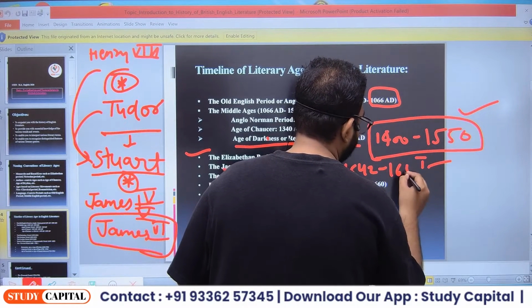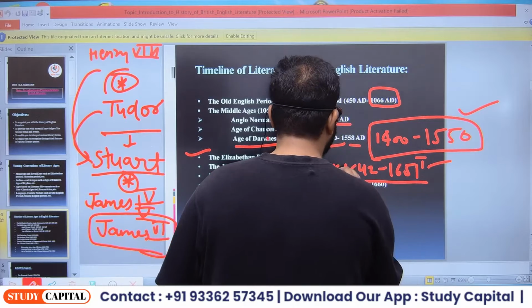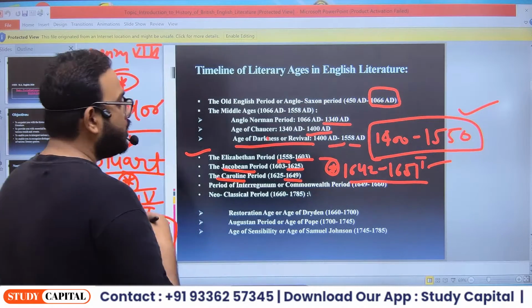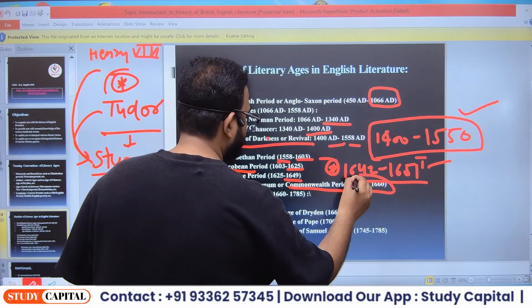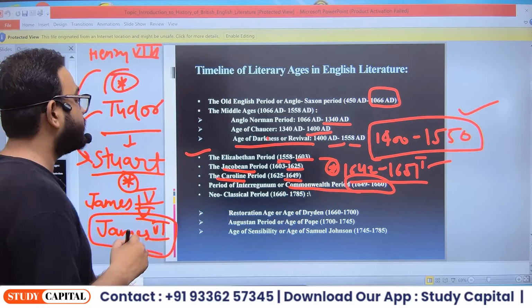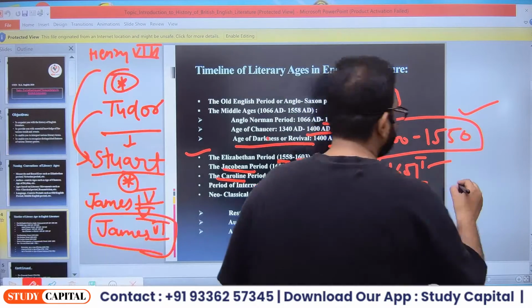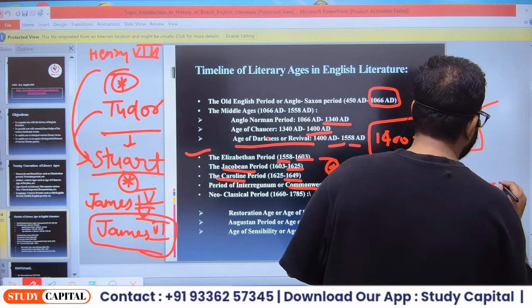1642 to 1651, the Civil War of England. In 49, Charles I will be killed, and the monarchy will be abolished for the first time. That is why the Commonwealth period, a short period of 11 years, people will realize the life. So from 1642 to 1660 life was very, very tough.